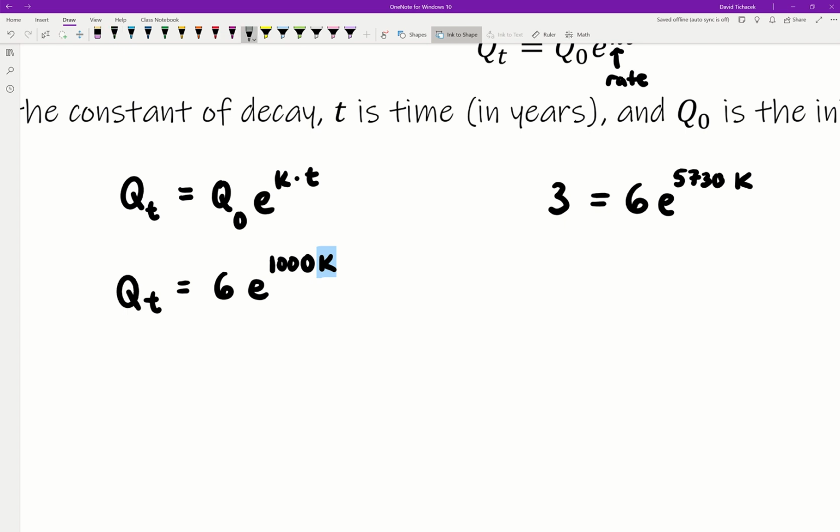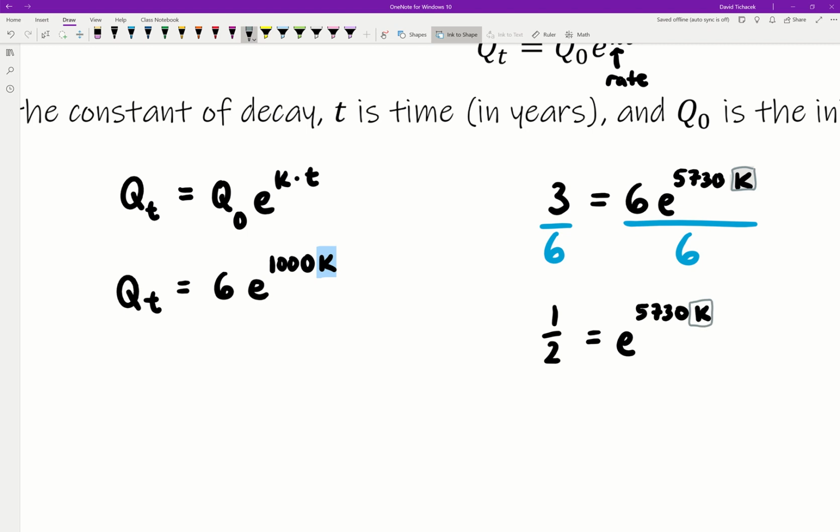And so this gives us the ability to go ahead and use some of the tricks that we've been talking about here in this video to isolate k in this formula. And so when we do that, we're just going to start that off by dividing by 6 on both sides of the equation. On the left-hand side, that reduces down to 1/2, hence the name half-life. And that's equal to e to the power of 5,730 times k.